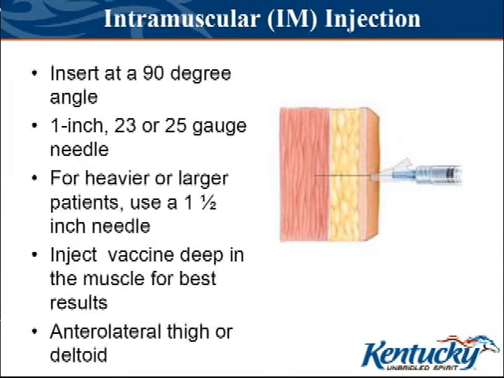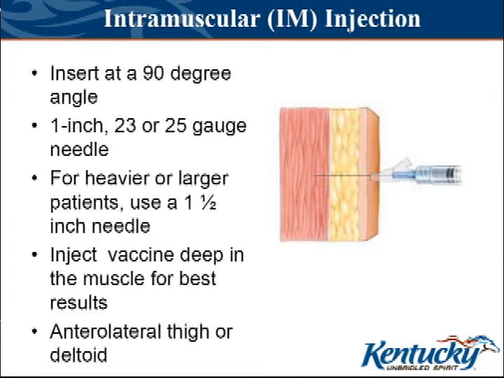Intramuscular injections. I know that this is a refresher for you nurses who have already gone through school, but just as a nice reminder. We want to make sure that we insert the needle at 90 degrees, and for most children you're going to use a 1-inch needle, 23 or 25 gauge. But when you get into teenagers or adults, if they're a heavier person, you're going to want to move on up to a 1.5-inch needle.